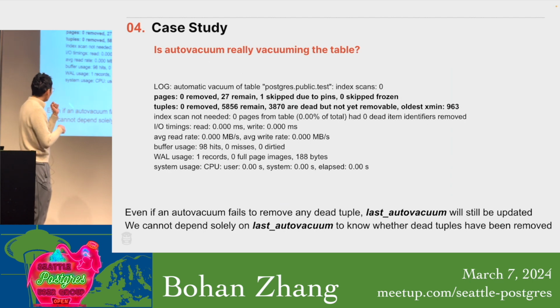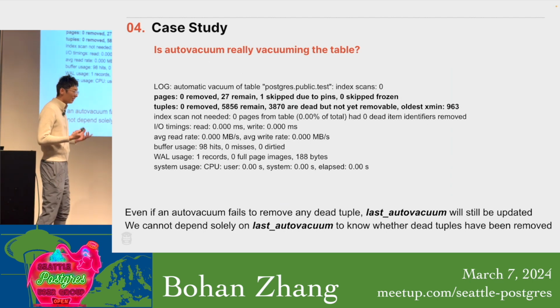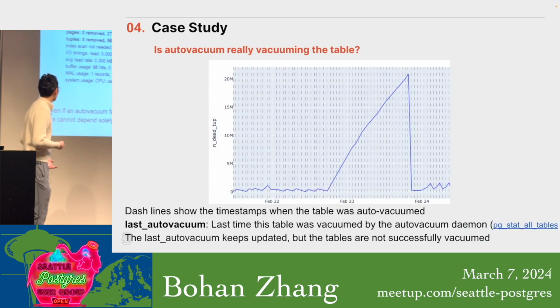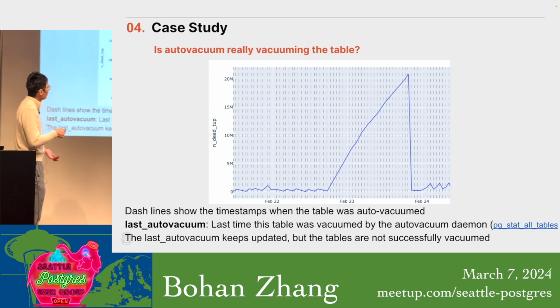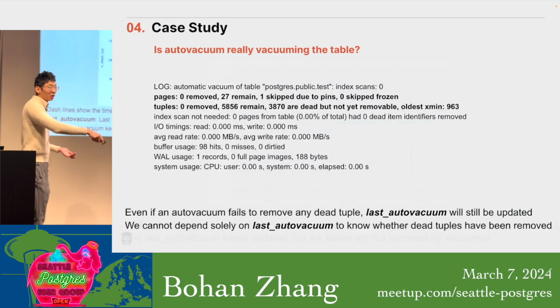This is the log of Postgres. We can see auto vacuum is still executed successfully. However, 0 pages are removed, 0 tuples are removed, and 3,870 tuples in that table are not removable because there is a non-committed query blocking the auto vacuum process from removing them. So the auto vacuum process is still executed, but it cannot remove the dead tuples. That explains why we have the auto vacuum executions here, but the number of dead tuples does not drop.